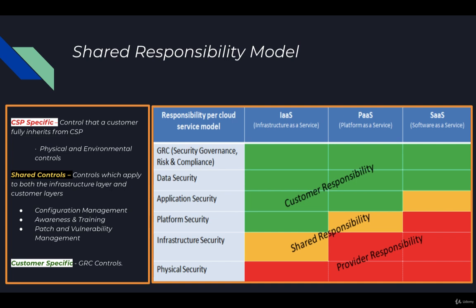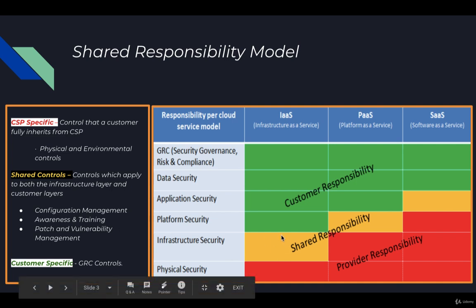Then patching and vulnerability management. Similarly, in the example of IaaS, it is the CSP who will make sure that all the hypervisors and everything below are updated with the latest patches and the firmware is upgraded. And it is the responsibility of the customer to make sure that all the instances on the platform are patched. So that is the kind of shared controls.